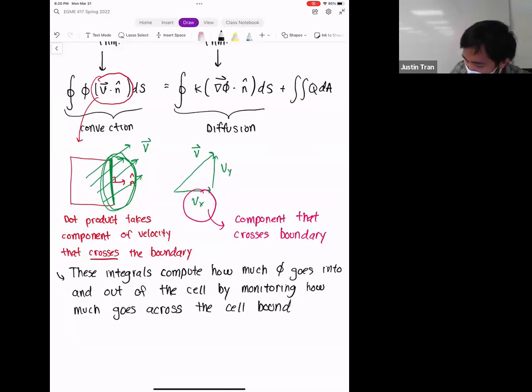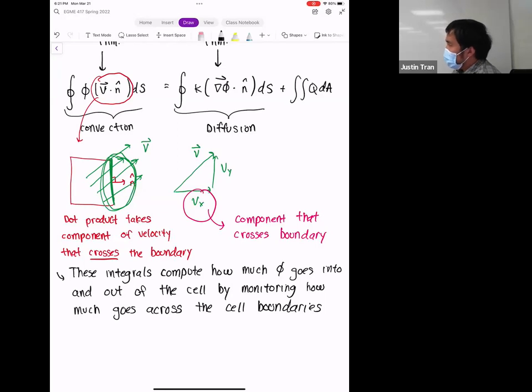The main mechanism by which it keeps track of what goes in and out is by keeping track of what's happening at the boundary. That's what these boundary integrals represent, because we're interested in how the quantity phi is conserved within our system. By tracking how much phi crosses over the boundaries, we can easily keep track of how much phi is in each cell at any given time. The two mechanisms that can move phi from one point to another, across a cell boundary, are one, convection, and two, diffusion.